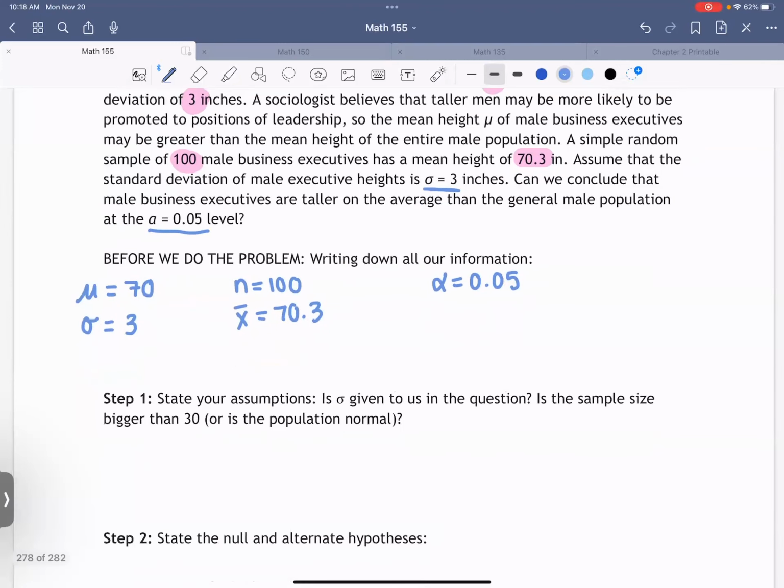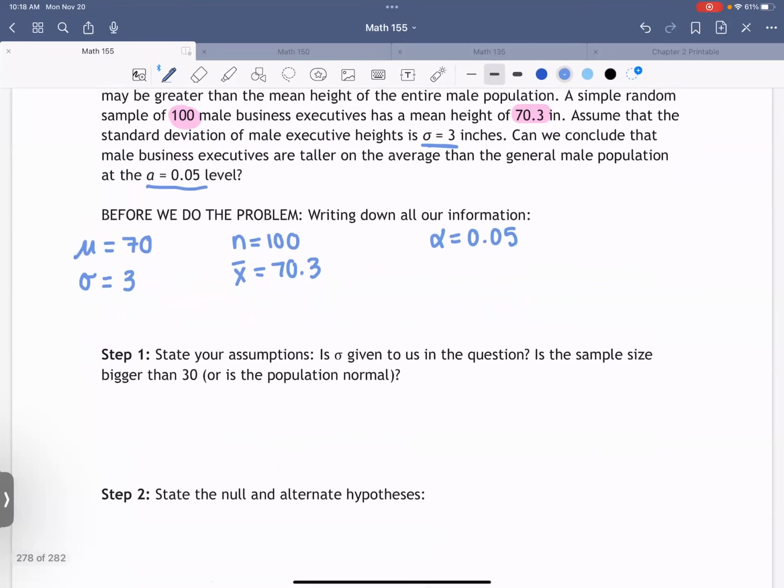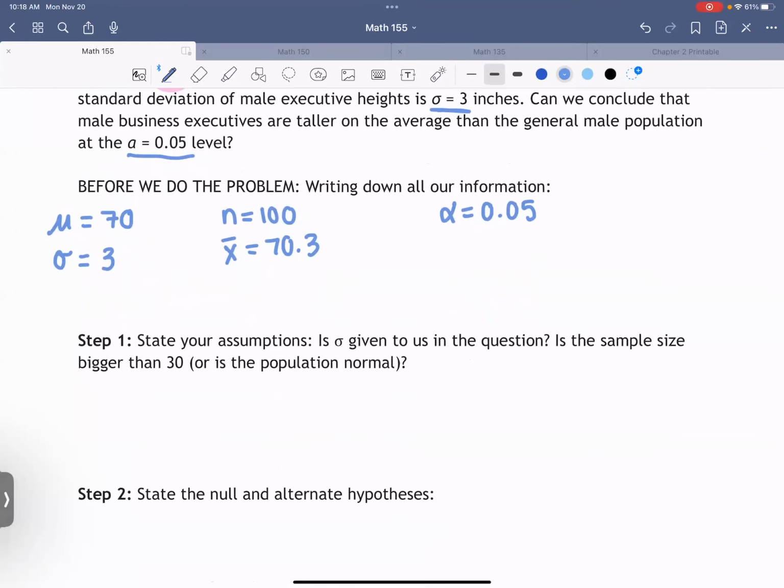Okay. Let's do step 1, which is stating our assumptions. This one's pretty easy because we did this before, right? Is sigma given to us? Yeah, right. Sigma's 3. It's given to us. Sigma is given. Is our population size bigger than 30?